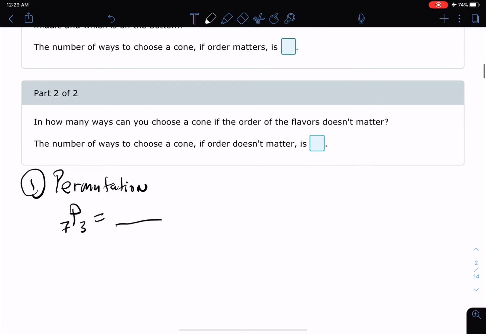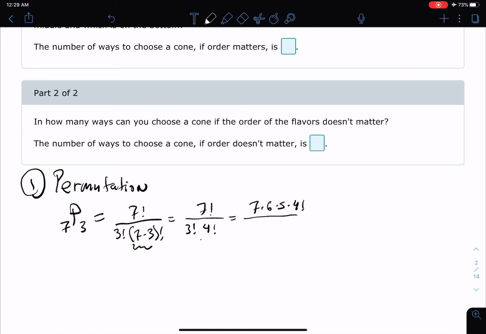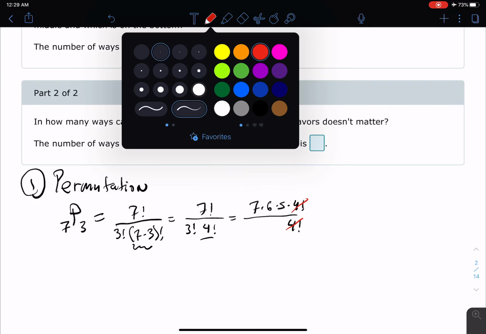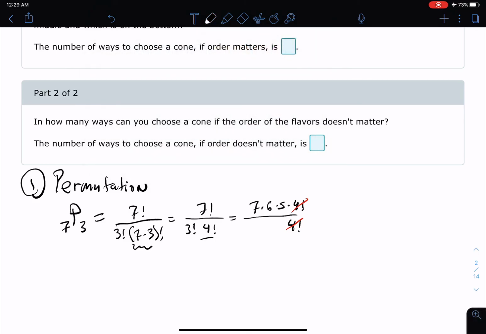So it's going to be 7 factorial up top, and then we've got 3 factorial times 7 minus 3 factorial. Let's simplify that a little bit. We've got 3 factorial in the bottom, and 7 minus 3 is 4 factorial. Let's simplify a little more. I've got 7 times 6 times 5 times 4 factorial, and I picked my biggest factorial to get the biggest bang for my buck in terms of simplifying. So I just reduced the 4 factorials. Don't forget you still have 3 factorial, so I'm going to write that out as 3 times 2 times 1.